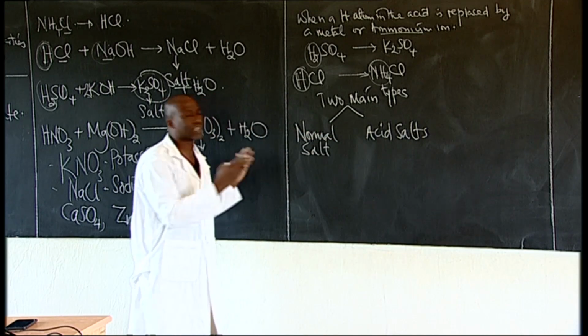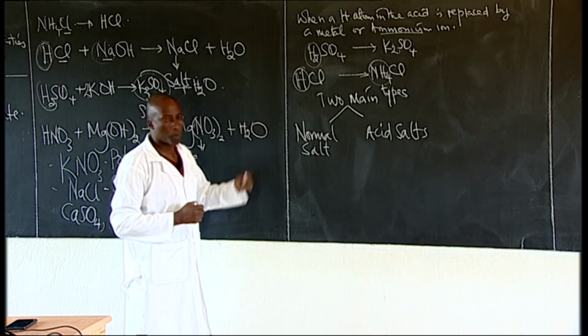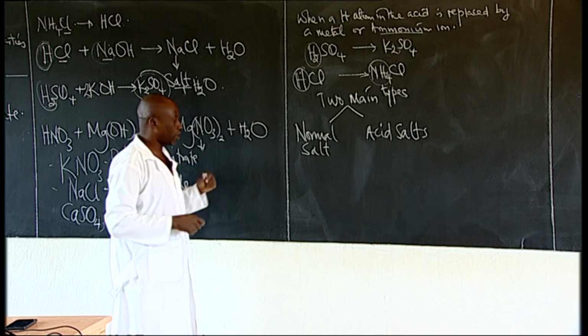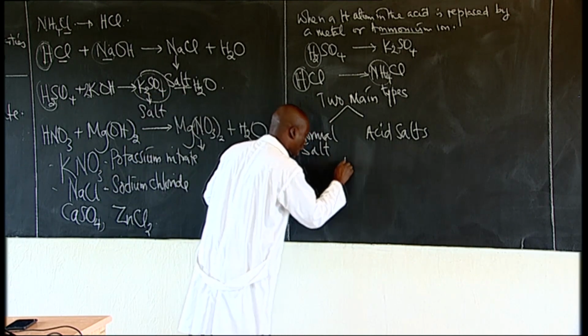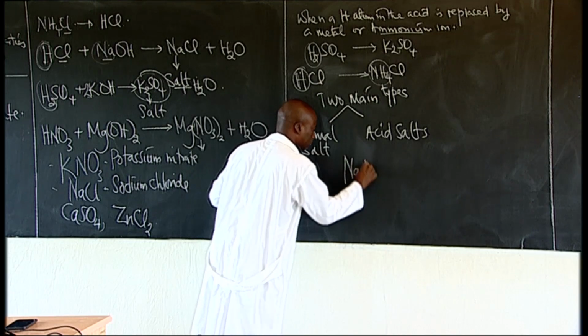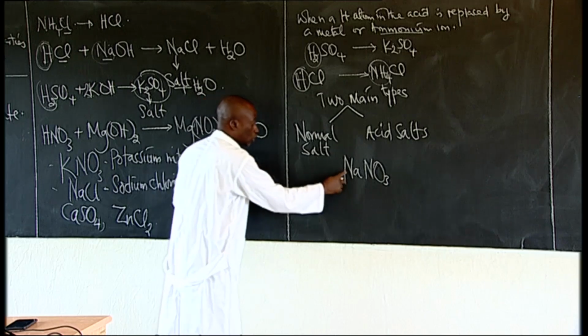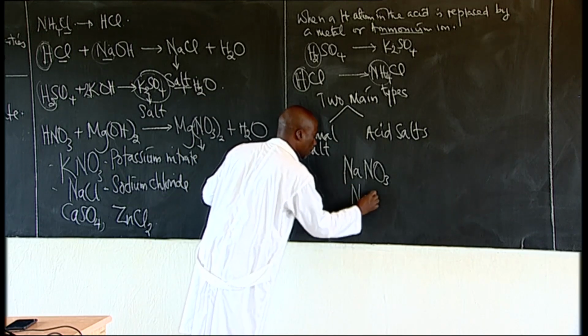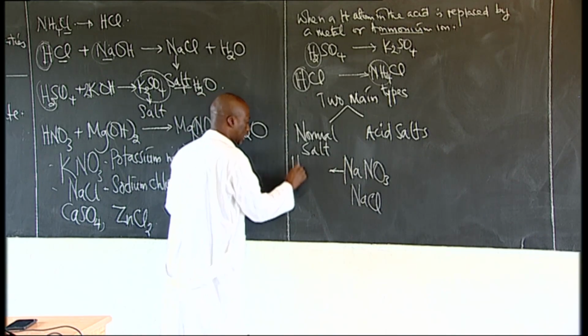So what is the difference between these two? When we are talking about the normal salt, for example, if we have sodium nitrate, this is an example of the salt. This sodium nitrate or sodium chloride, this one is formed from nitric acid.